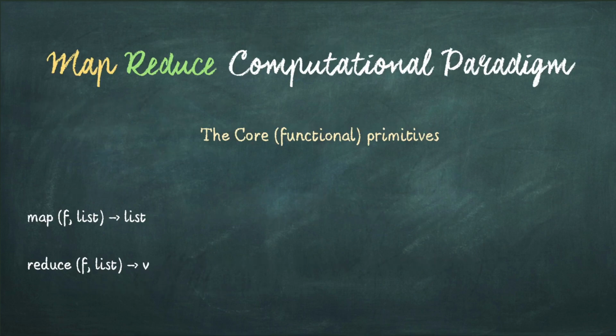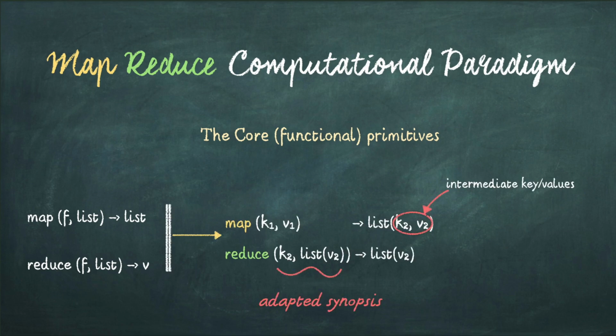The computational paradigm of MapReduce is set on two core functional primitives, from which it also takes its name, the map and the reduce functions. On one hand, the map applies a function f to all the items of the input list, whereas the reduce function applies a function of two arguments cumulatively to the items of the input list. These two primitives have been readapted into the MapReduce framework to express the idea that the entire computation can be reformulated in terms of these two operators on a set of key value pairs.